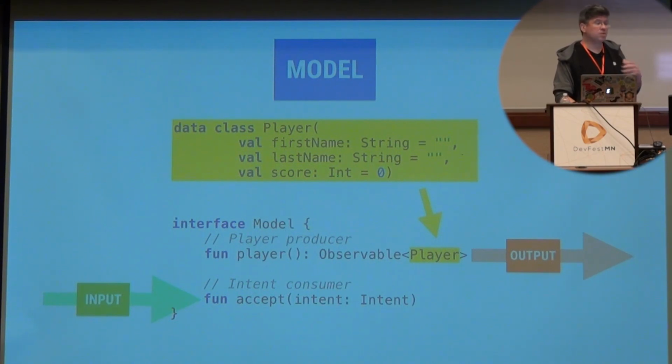Now, the model itself is more than just a data state, right? So here we have the interface. The interface of the model is going to expose two things. It's going to expose an output channel, which is an observable. Just for my own curiosity, how many people here are at least familiar with RxJava? Right, quite a few hands. Okay, that's good. In this case, we're going to be emitting players. Anytime a player changes, we're going to be emitting that player on the observable, and the view can subscribe to that and react accordingly. The flip side of the model is the input side, so you have to be able to accept these logical intents to change the model.